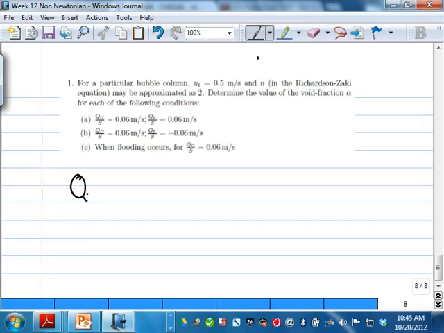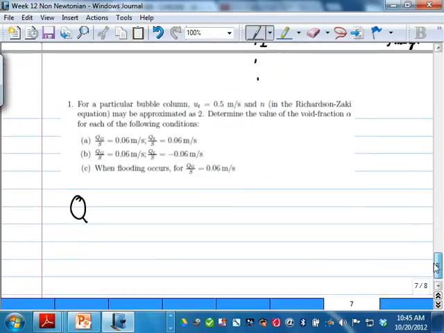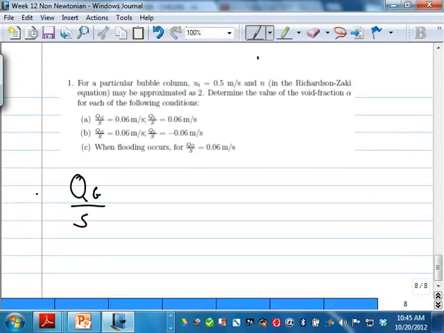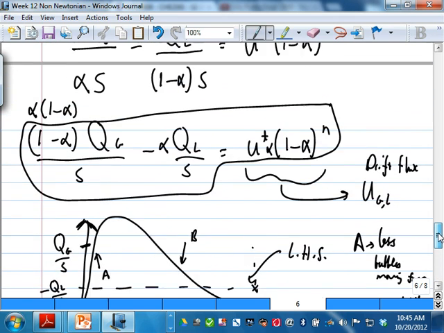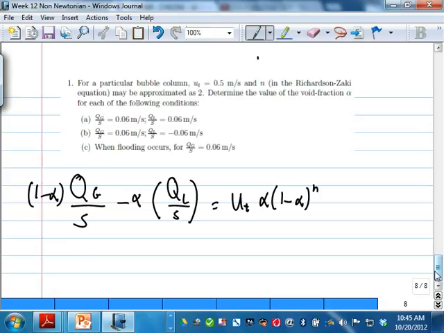So what's our equation? QG over S, 1 minus alpha, minus alpha QL over S equals UT alpha 1 minus alpha to the n. So in this case, for part A, QG over S is 0.06, QL over S is 0.06. Straight line.